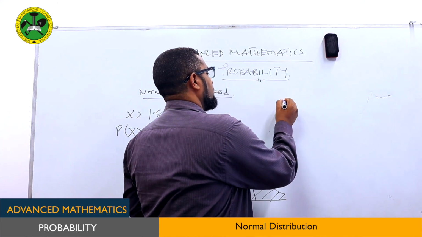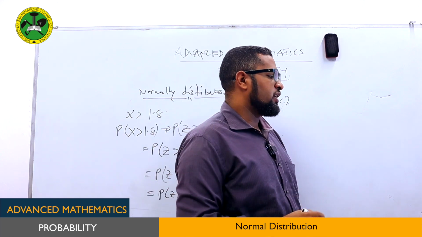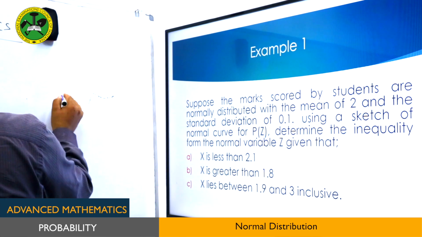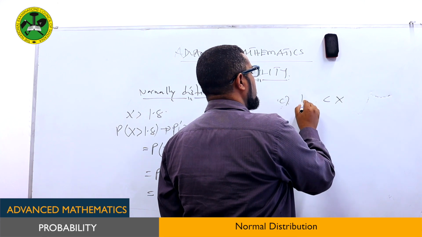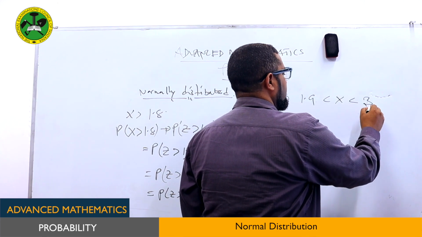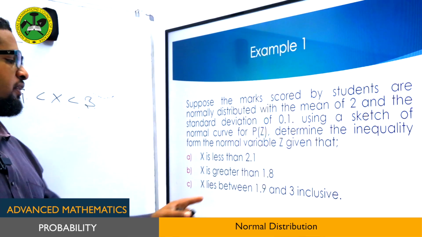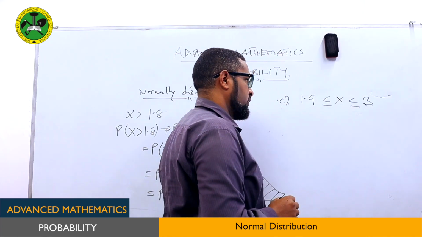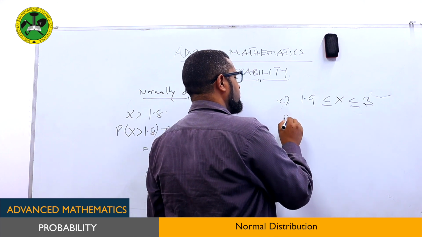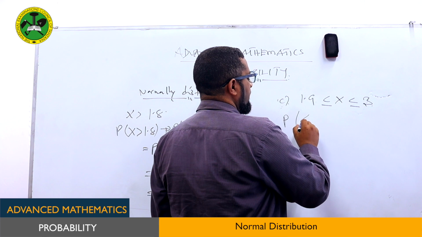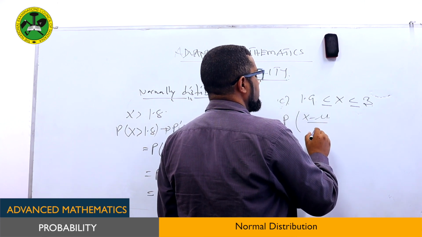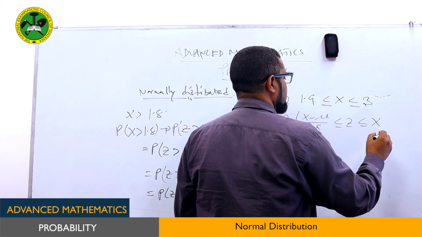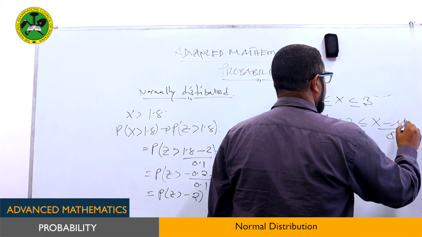Let's see part C. Part C, when x lies between 1.9 and 3. But if you see the word inclusive, it means these values are included. So here we use less than or equal. Now in Z, the formula, as you remember, is x minus mu, the mean, over the standard deviation, less than z, less than, again, x minus mean divided by standard deviation.